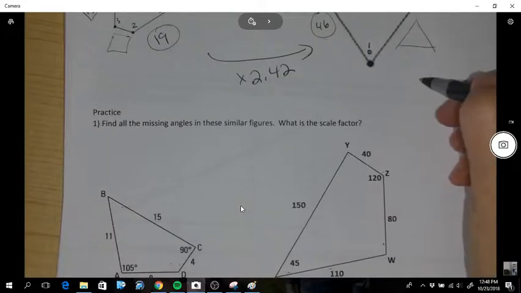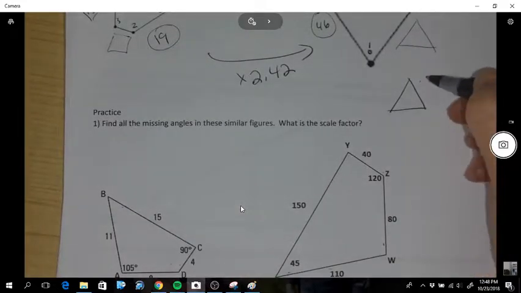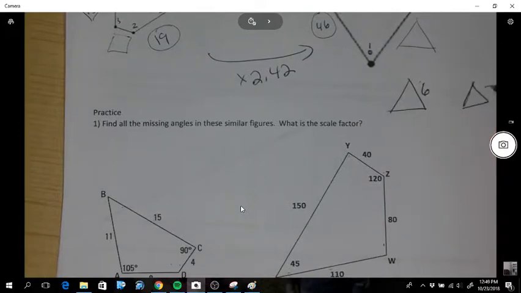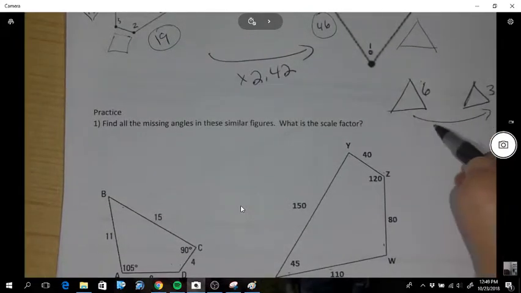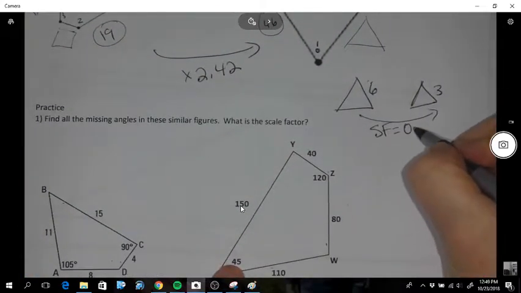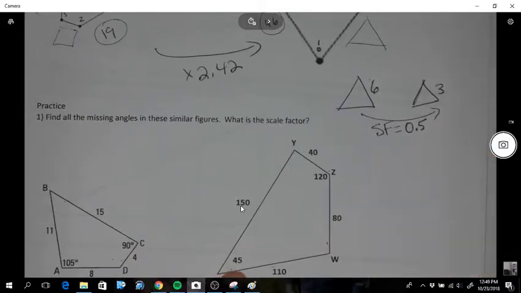Just to take a note here, if you ever have a 6 and then a 3, remember that your scale factor is that it's getting smaller. So this would have a scale factor of 1/2, okay, representing something smaller.